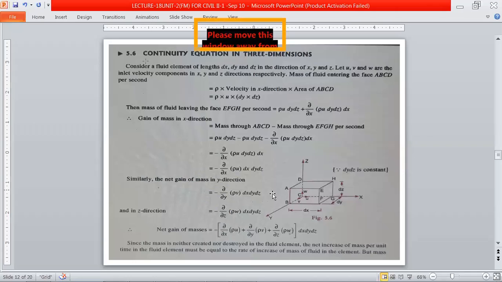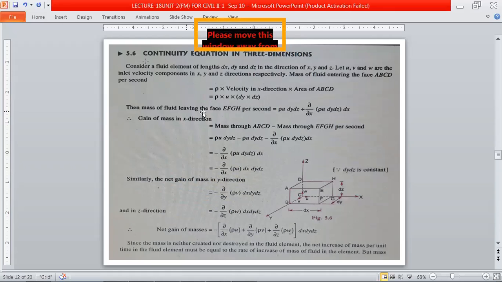Now since it is going in this direction, construct only up to here. So it is going in the x axis direction. So rho into velocity in x direction into area of ABCD. Now rho into velocity u, because the velocity in the x direction is u, then the area of ABCD is dy into dz, with dy on the y axis and dz on the z axis.